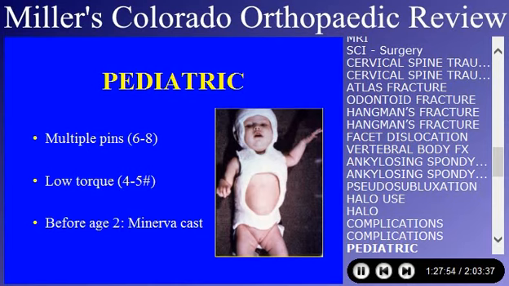In the pediatric population, under the age of 2, the skull is so thin that they're really not a candidate for halo fixation. So up to the age of 2, you need a Minerva cast. Between the ages of 2 and up to about 8 or so, you need more pins, and you need to use 6 or maybe even 8 pins sometimes. And you need low torque. Basically, that means finger tightening. 4 to 5 pounds is finger tightening, and it's a lot of pins. But occasionally you do need a halo in these kids.